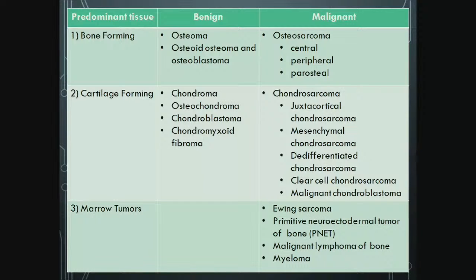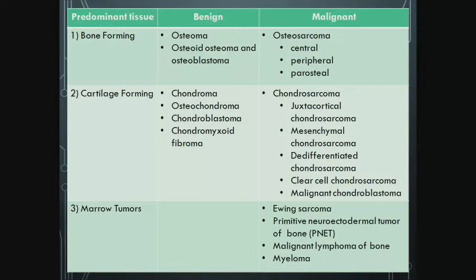Second we come to cartilage forming. Again in the benign ones we have a chondroma, an osteochondroma, a chondroblastoma and a chondromyxoid fibroma. Whereas in malignant we have a single important one known as chondrosarcoma, and again it is subclassified into juxtacortical, mesenchymal, dedifferentiated, clear cell and malignant.